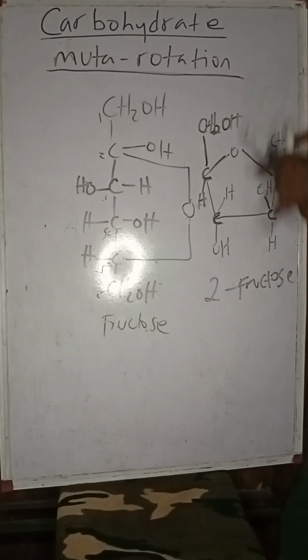So they form a 5-member cyclic structure. 5 member is furanose, 6 member is pyranose. So glucose forms the pyranose form, and this is the alpha pyranose. Why is it alpha? Because on the anomeric carbon, the OH is downward, so it's the alpha form.